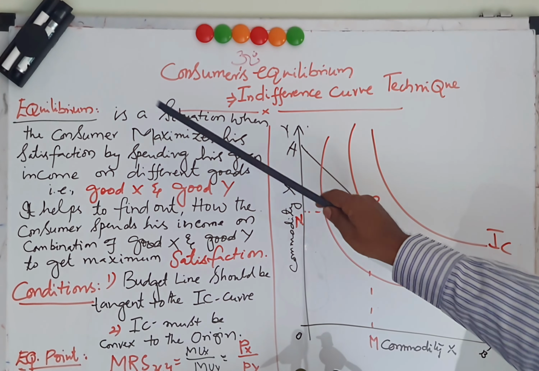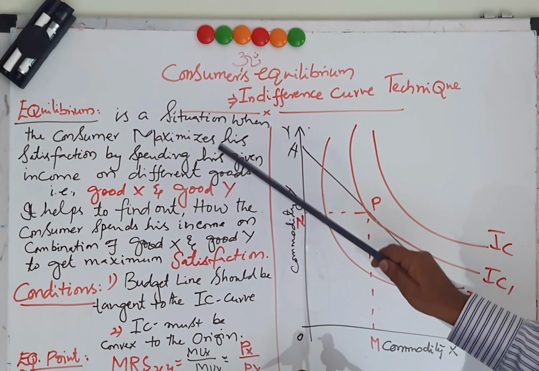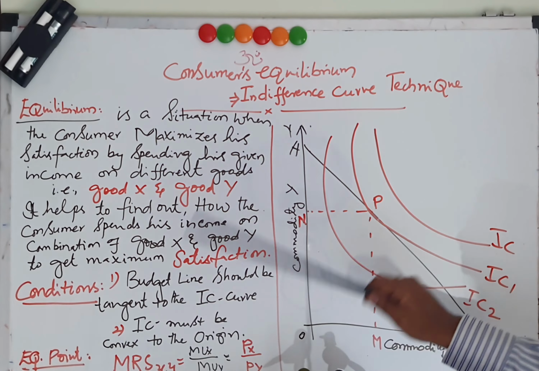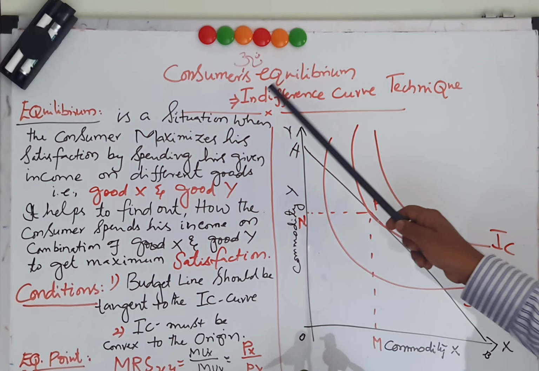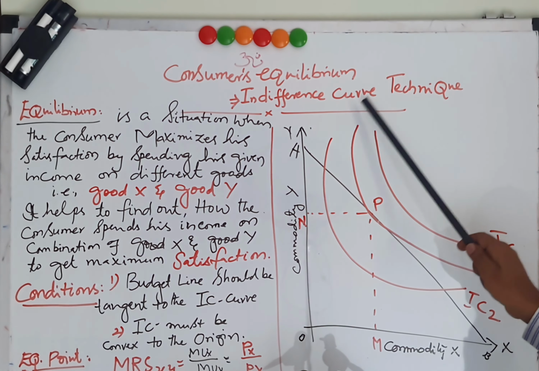So what is equilibrium? How does the consumer get maximum satisfaction? What are the conditions for getting consumer's equilibrium? What is the marginal rate of substitution? All this should be explained for consumer's equilibrium by the indifference curve technique.